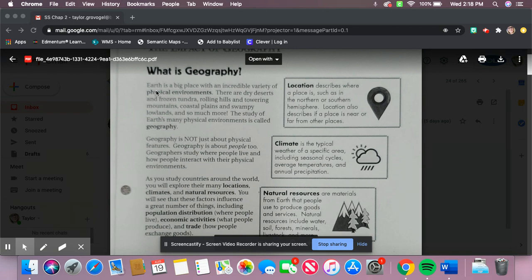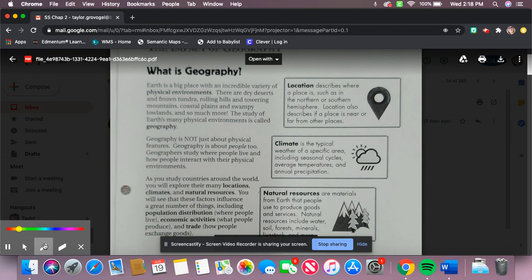So Earth is a big place with an incredible variety of physical environments. There are dry deserts and frozen tundra, rolling hills and towering mountains, coastal plains and swampy lowlands, and so much more. The study of Earth's many physical environments is called geography. So let's go ahead and get our highlighters out, and we are going to highlight because we have a vocabulary word here. So we're going to highlight the study of Earth's many physical environments is called geography.